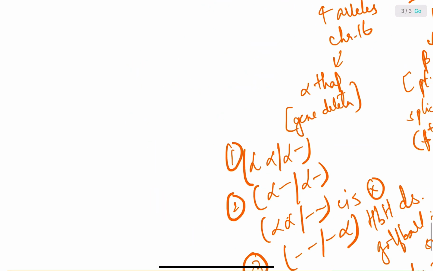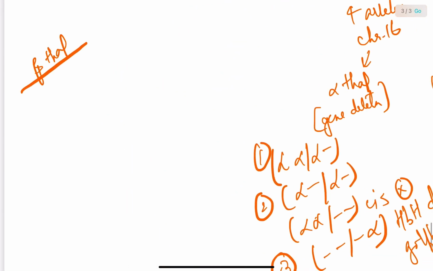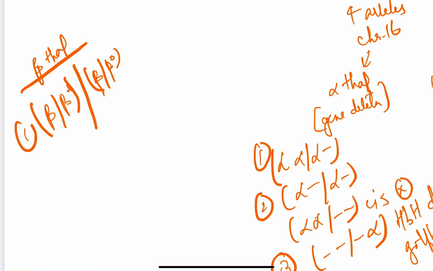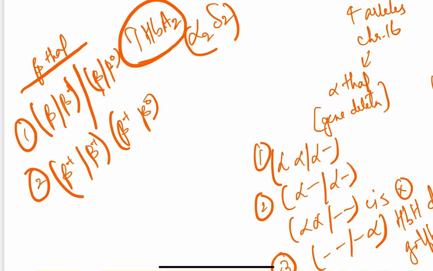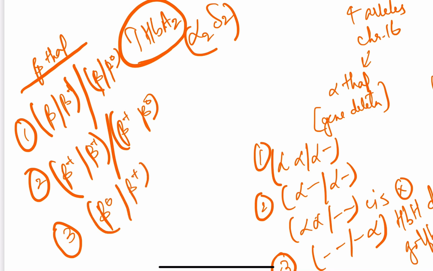All right. For beta thalassemia, I'll write it here. You can have either one gene mutated like this. This is going to be beta thalassemia minor, which has increased HbA2. A2 is going to be alpha 2 delta 2, right? This is another type of hemoglobin. The second is beta thalassemia intermedia, where you have both genes mutated. And the third is beta thalassemia major, where you have one splicing and one termination mutation.